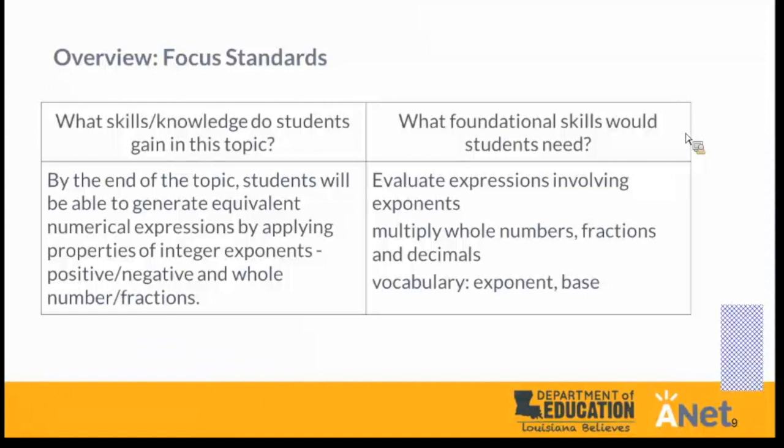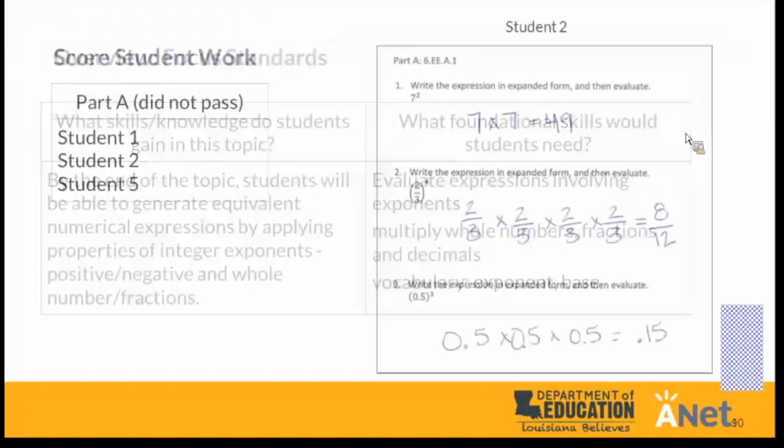So we know this topic is all about expressions and exponents. Students are going to be doing a lot with integer exponents and learning the rules related to positive and negative exponents, and whole numbers and fractions. And we understood that the foundational skills were related to a 6th grade standard regarding expressions and exponents, particularly expanded form.